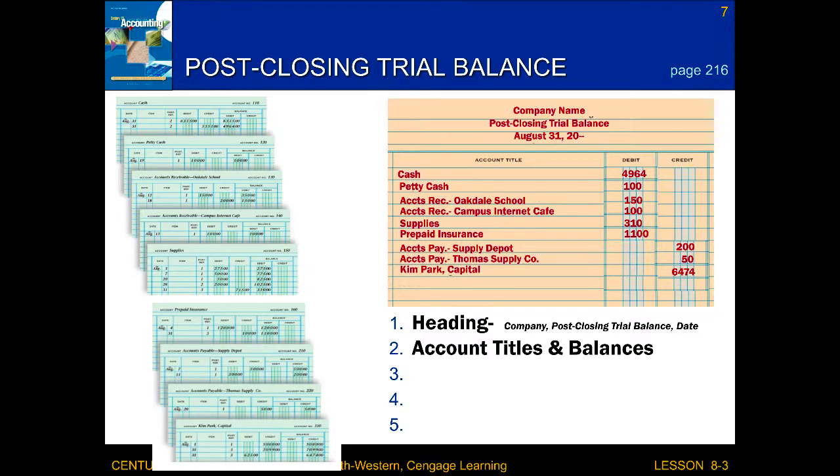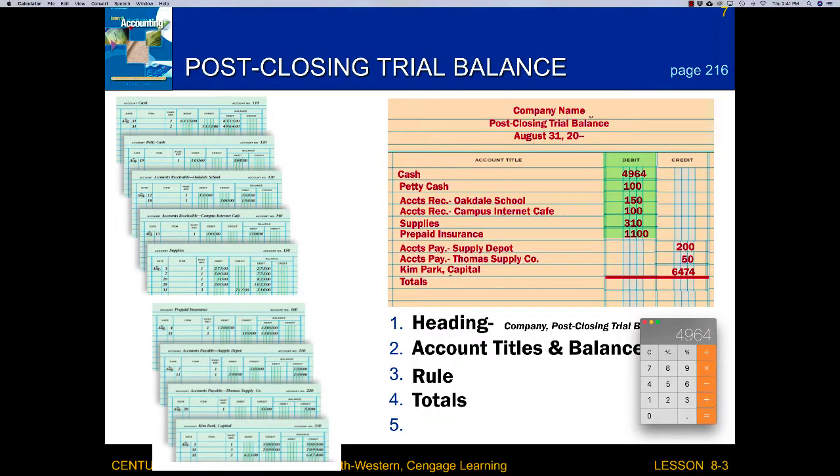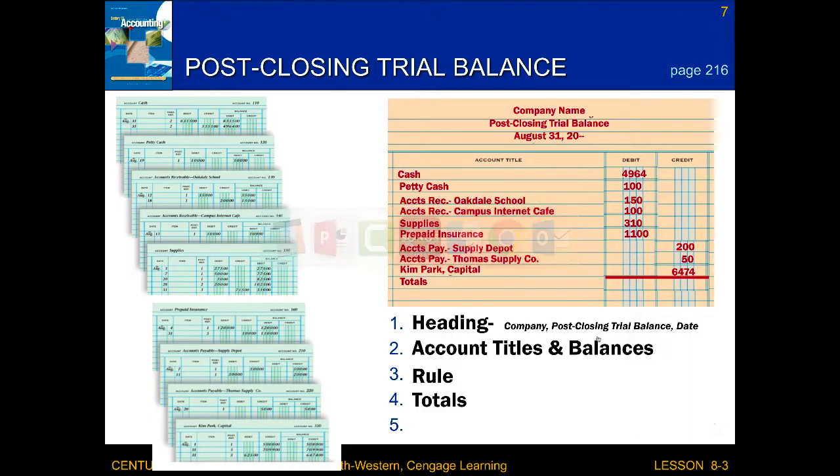So once I've listed out all of my account titles of, again, my permanent accounts, so my assets, liabilities, owner's equity, and their corresponding balances that I found in the general ledger, I'm going to do a rule underneath those lines. And then I'm going to list totals. So this is again where I'm totaling up my debit column and I'm totaling up my credit column, and I'm really hoping that debits equal credits. So if I'm totaling up my debit column, I'm going to take that 4,964 plus 100 plus 150 plus 100 plus 310 plus 1,100. I'm going to get 6,724. So I'm going to put that in the total of my debit.